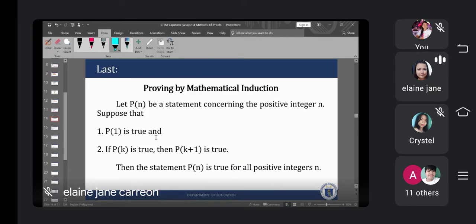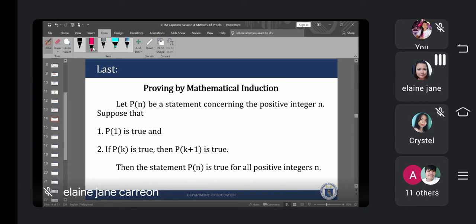And lastly, but definitely not the least, this is one of the most important parts of our mathematical induction, proving by mathematical induction. So this lesson is found in your pre-calculus lesson. If you want to study it further, or study more examples, you can have it in your pre-calculus book.